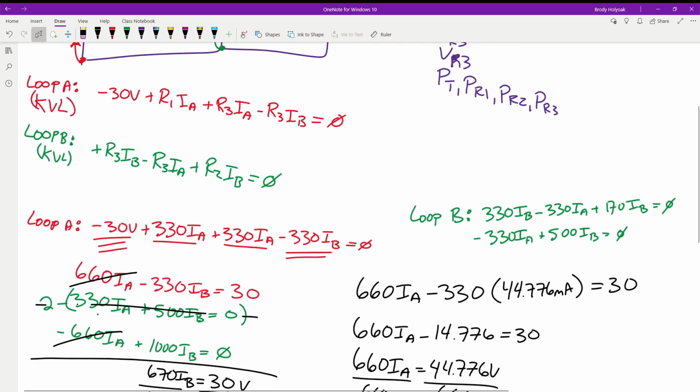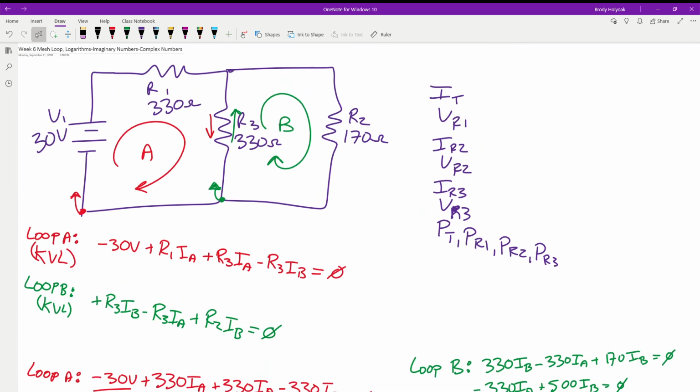We're going to go back up. So now we need to solve for these. The other thing we'd be looking for, I forgot to write this down, IA and IB. So that's going to be part of the answers we look for. So now we know that we have those values. So IA was, and IB was 44.776 milliamps.